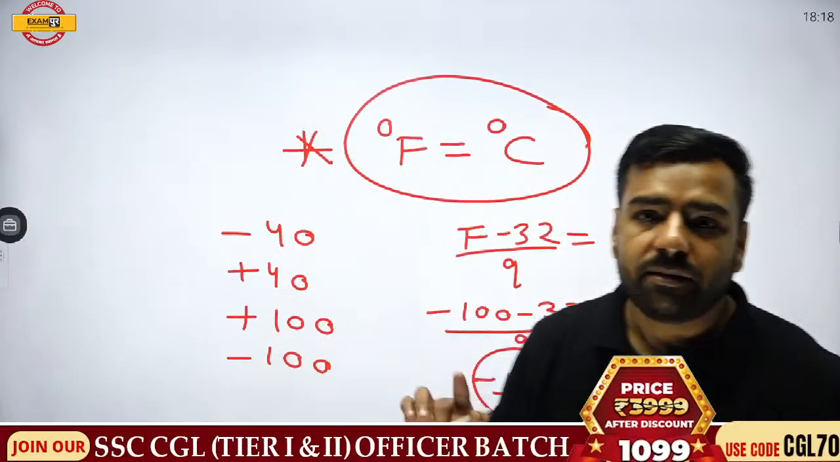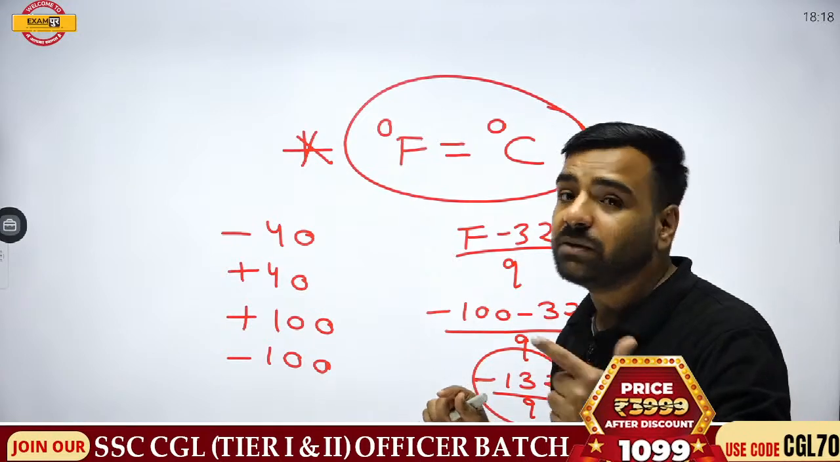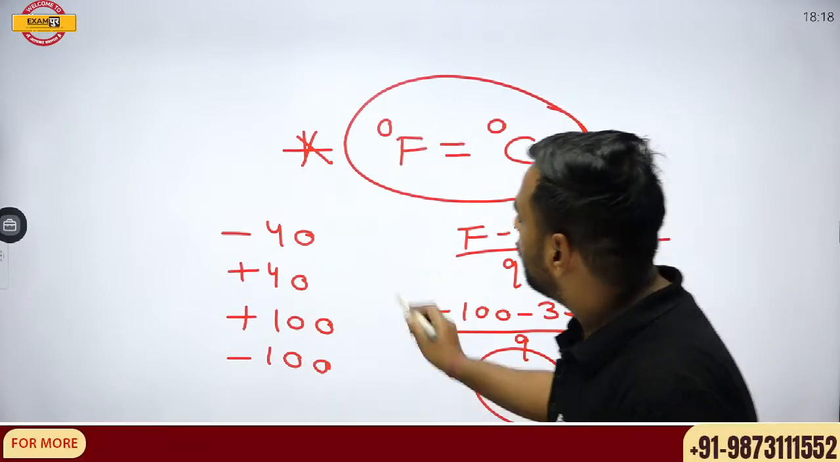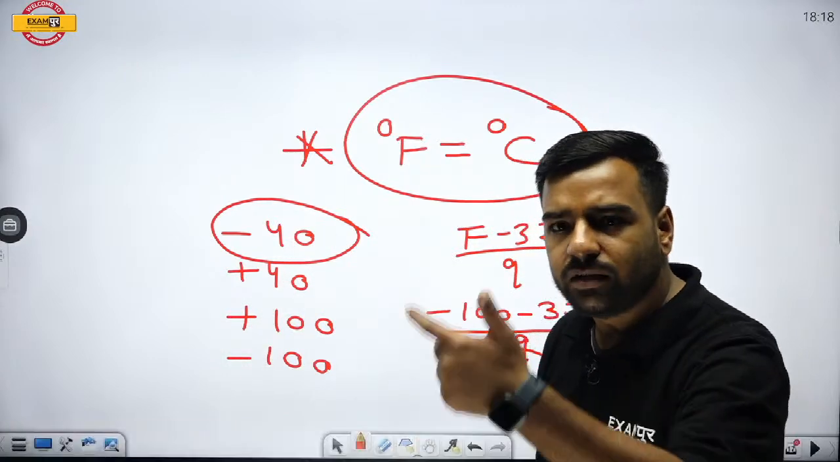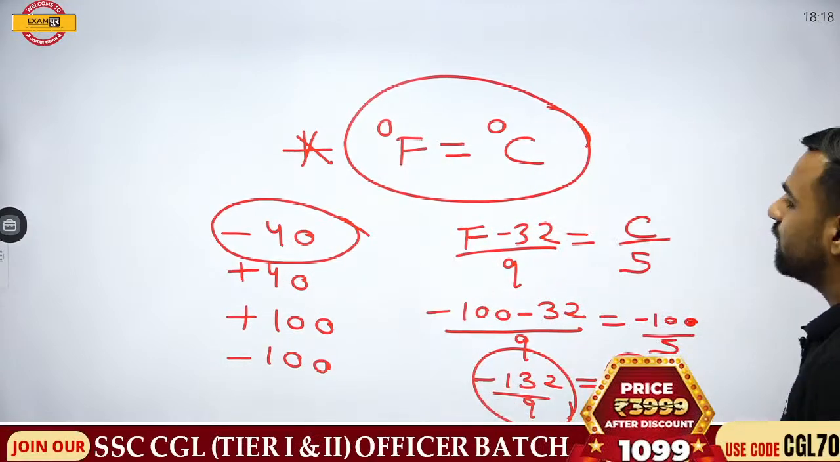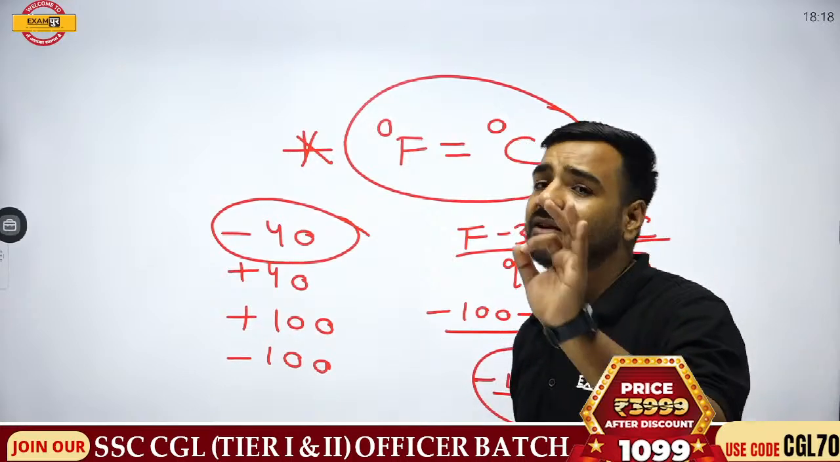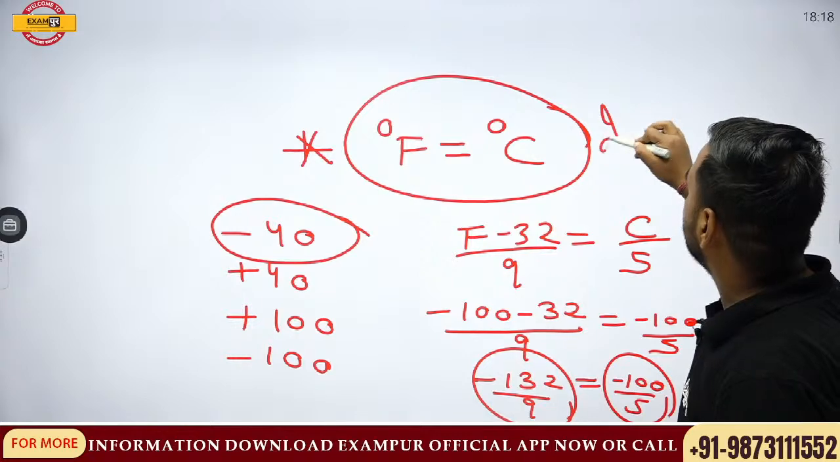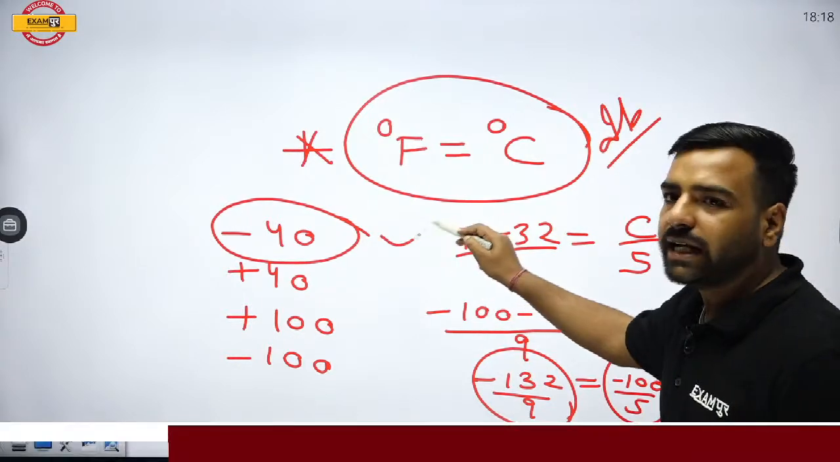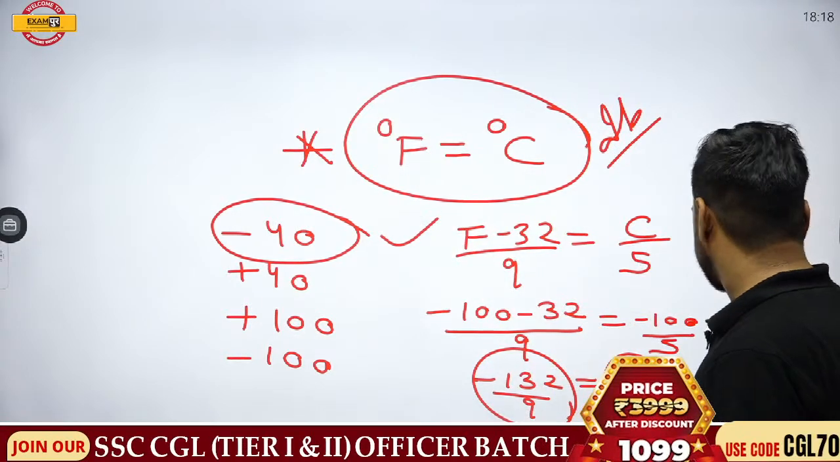Please remember, it's only one value, and since it is previously asked, it's very important. The only value which will satisfy it is −40. Let's try to solve it. And I assure you, 100% if this comes in your examination, you will be right. Please remember, this is a very important one. So −40 is the correct answer. I'll tell you how.